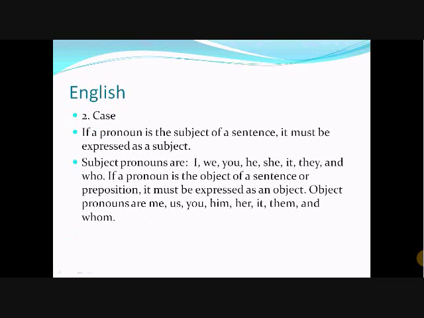Case. If a pronoun is the subject of a sentence, it must be expressed as a subject. Subject pronouns are I, we, you, he, she, it, they, and who. And if a pronoun is the object of a sentence or preposition, it must be expressed as an object. And object pronouns are me, us, you, him, her, it, them, and whom.